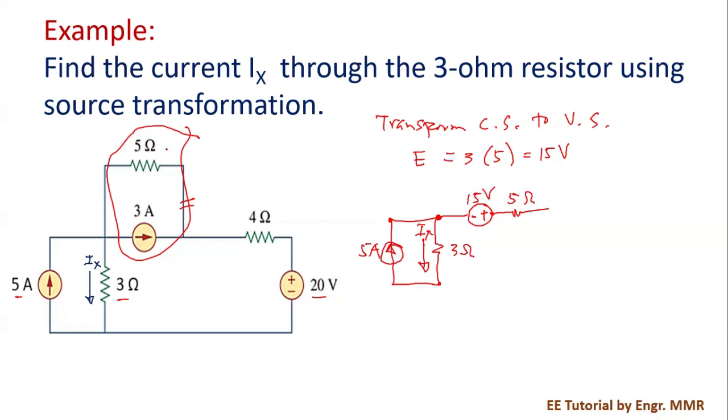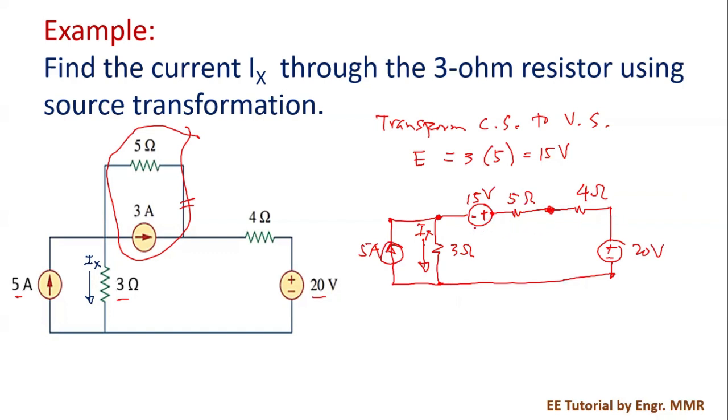So whatever is the value of the resistor in parallel with the current source, that will be the resistor to be connected in series with the new source, which is the voltage source. And at this point, we have the 4 ohms and the given voltage source, the 20 volts. Okay. Now, let's observe the new circuit, or the equivalent circuit.